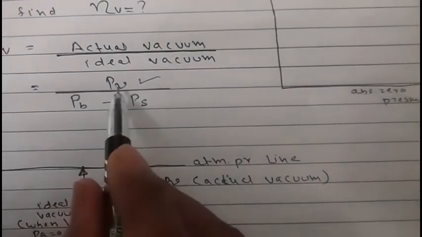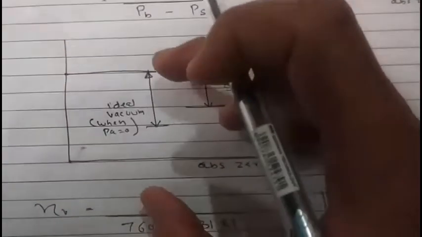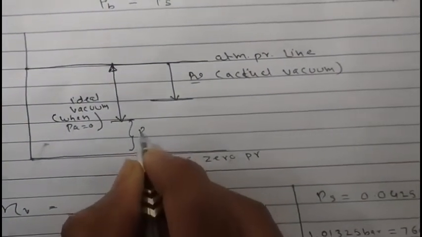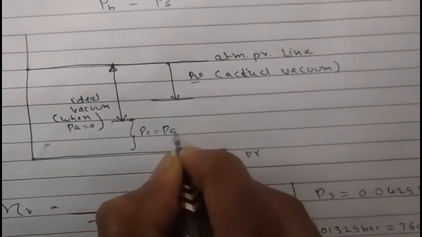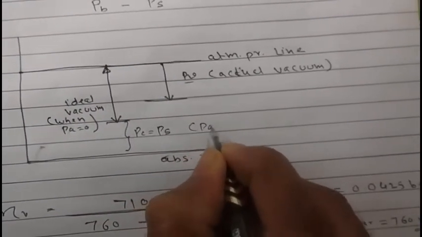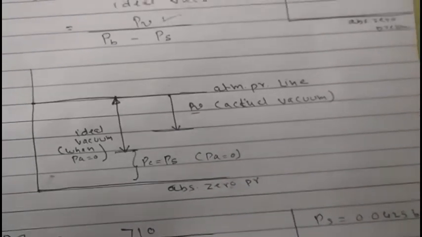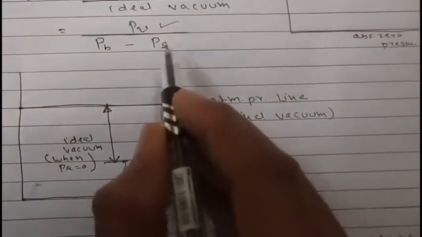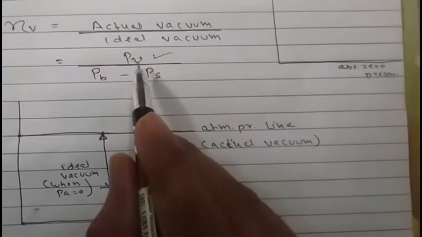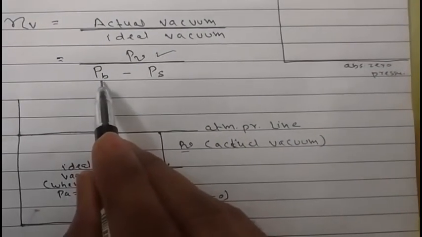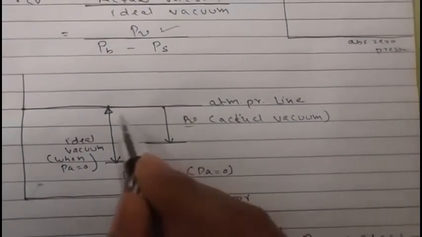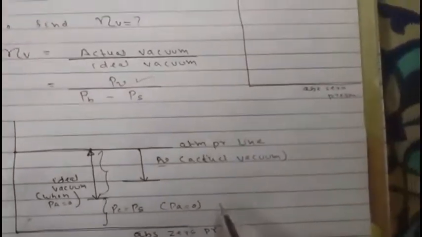So this is the actual vacuum. And when will the ideal vacuum be there? It is the barometric pressure minus the partial pressure of the steam. This is the pressure inside the condenser and that is equal to the partial pressure of the steam only, because in that case PA is equal to 0, since we are considering ideal vacuum. So it will be the actual vacuum, that is PV, divided by the barometer reading minus the partial pressure of the steam. So this is the ideal vacuum.